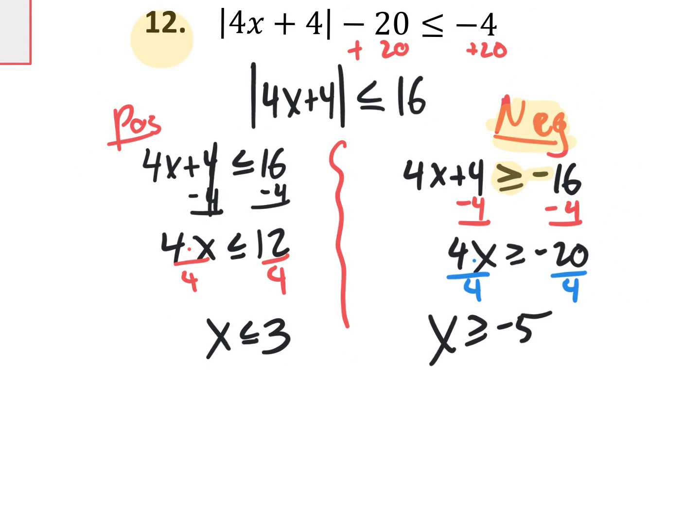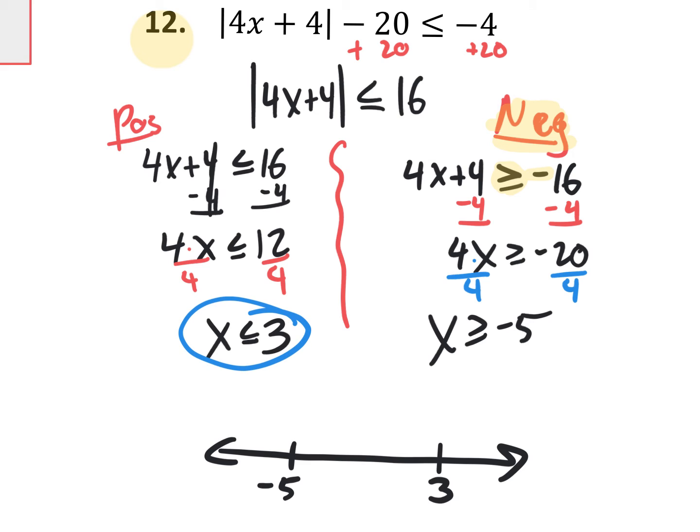So if I go to a number line and I put the smaller number, in this case negative 5, on the left side, the bigger number 3 on the right side, and then I actually think about graphing this guy, x is less than or equal to 3, that's a solid dot at 3 to the left because it's less than. And then I think about graphing this guy, x is greater than or equal to negative 5, solid dot on the negative 5, greater than to the right.